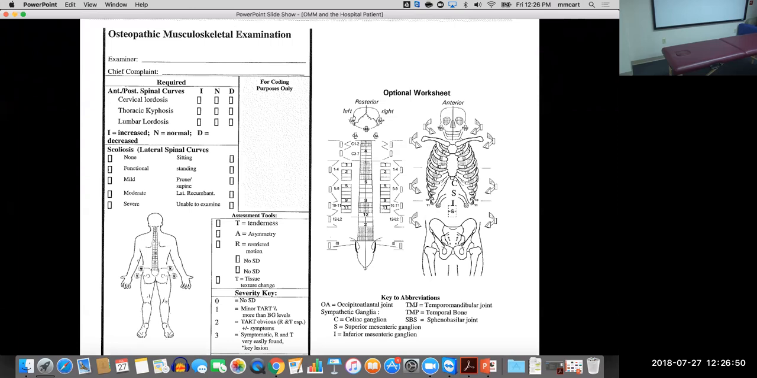If you find that, I mean, that's going to be in that same area. Some people will use this optional one, and if they found a Chapman's reflex, they might just circle it and draw a little line out to the side and say CR next to it for Chapman's reflex.